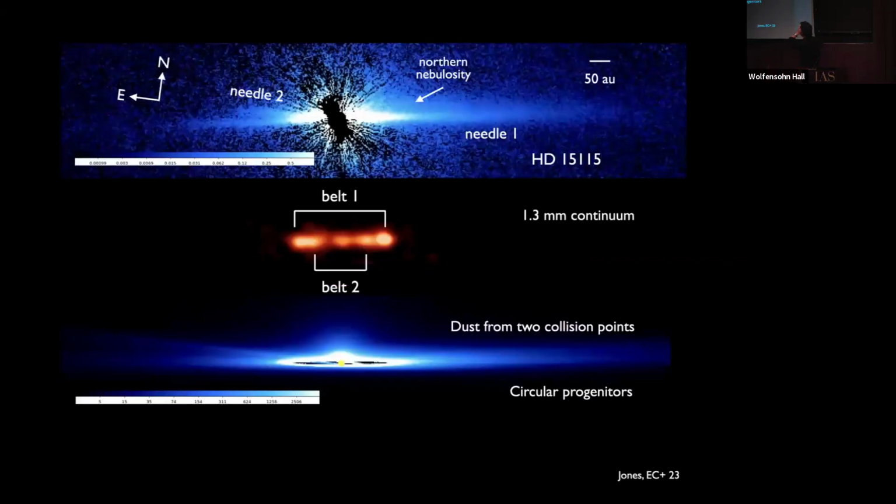Here's another example, 15115. People call it the blue needle. It's actually two needles. So here's one. It's short on one side and long on the other. That's needle one. But then needle two, I hope you can see it, it's sort of at an angle like this. It's not a diffraction spike. Our go-to explanation is that it's two giant impacts, one that was located here, the other one here.